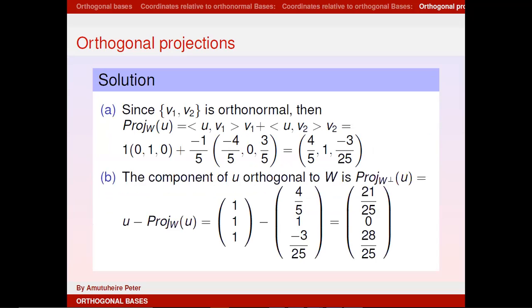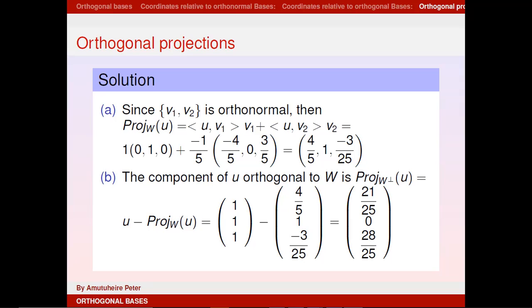Part B, we want to find the component of U that is orthogonal to W. From what we saw, that component is U minus the orthogonal projection of U onto W. But U is this, and the orthogonal projection is that. So that one gives us 21/25, 0, 28/25.